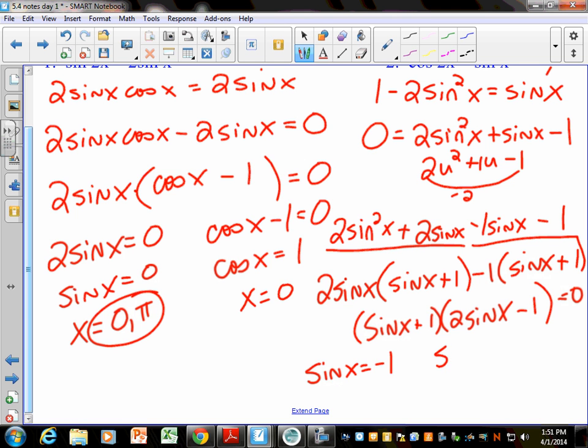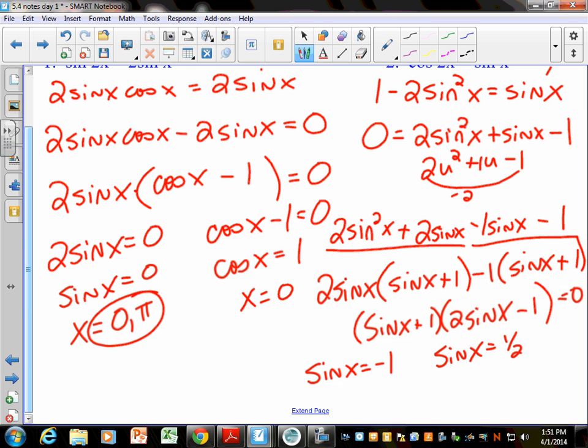Solve this one, you get sine of x equals 1/2. Or you would get u equals -1 and u equals 1/2, and then u is sine of x, so you plug u back in. We're good to here? That's the algebra part, and now it's back to the trig part.